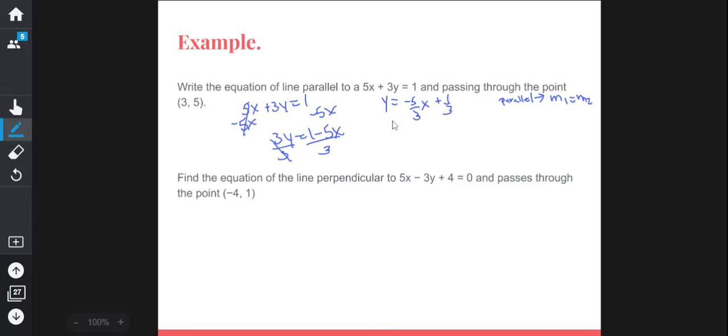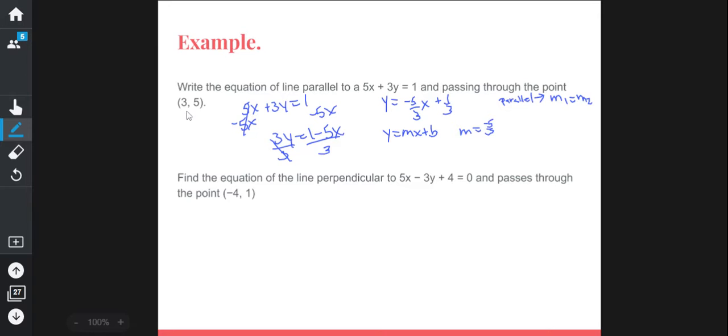But I know it also must pass through this point. So if I'm going to write it in a y equals mx plus b format, and we know that m is equal to negative 5/3, we can substitute the slope that we know into this equation, and we can also substitute the coordinates of our point for our x and our y, and we can solve for b. We did something similar to this before. You could also write it in point slope form. They didn't say which format to use, so if you want to do it that way, you can do that as well. So right now I'm going to substitute all that I know.